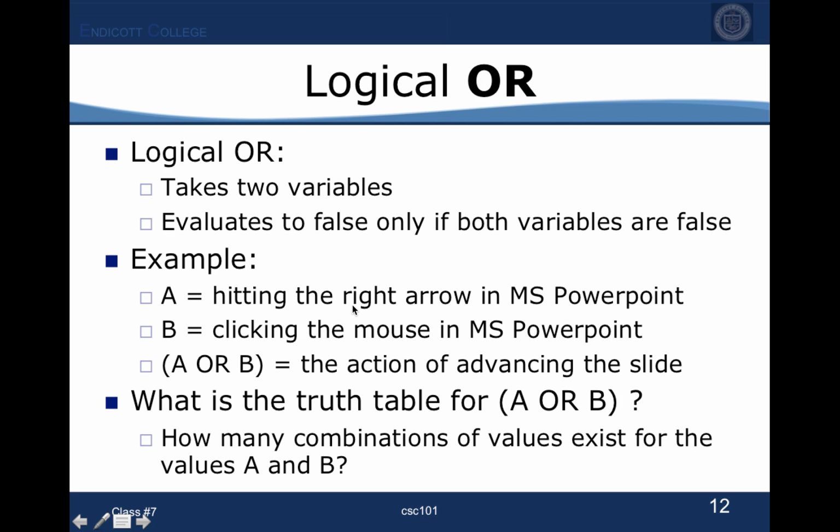So take this example. If A is the event hitting the right arrow in PowerPoint, and B is the event or is the proposition clicking the mouse. So you may or may not know this, but either of these 2 actions will cause me to move to the next slide. I'm usually hitting the right arrow, I think, but if I click on the screen, it'll also move me to the next slide. So how does PowerPoint know when I want to go to the next slide?